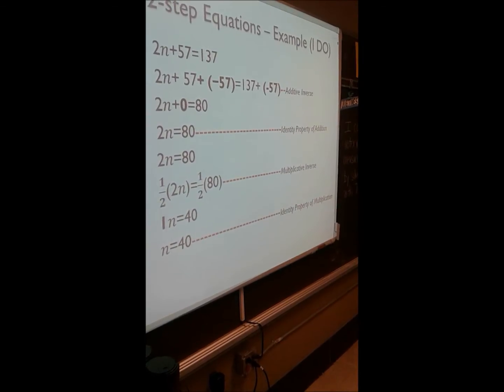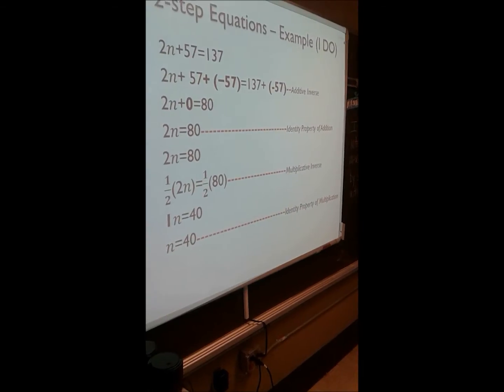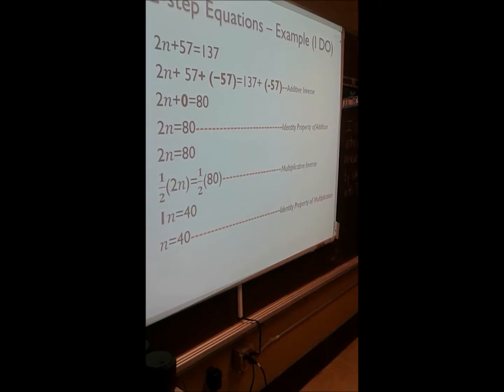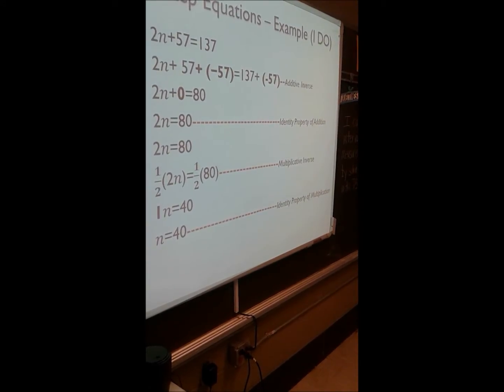So I am explaining why I have the answers I have at each step. And so the answer is n equals 40. So the first step is to make 0. The second step is to make 1.